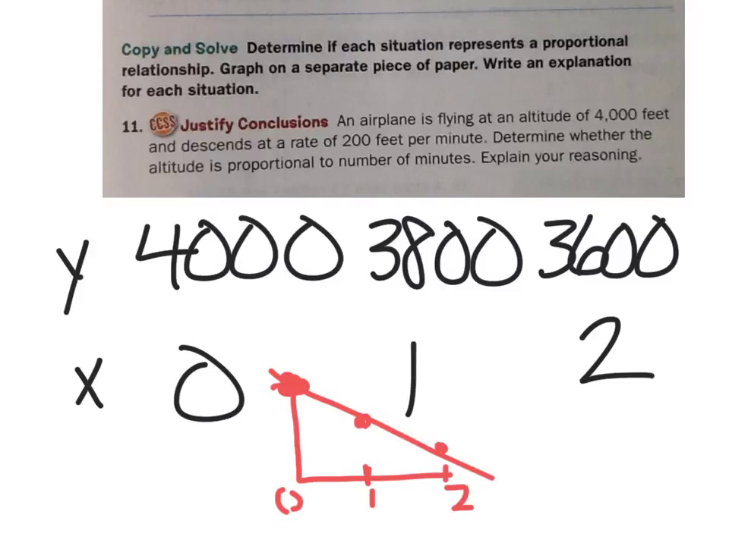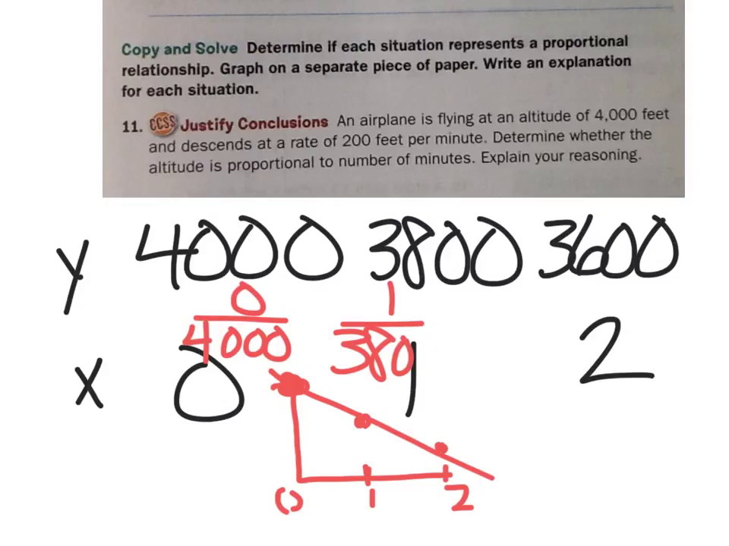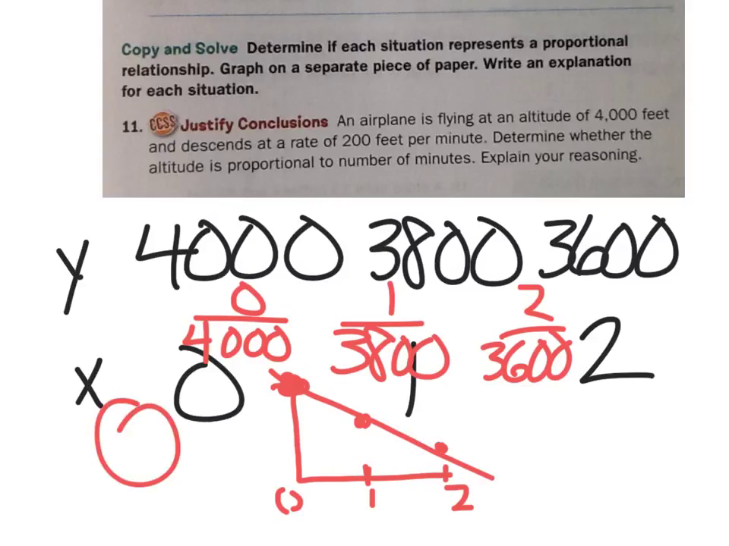No, because it does not go through the origin. So remember, it has to go through the origin, and it has to be a straight line. And even if I tried to divide these, that would also not work well. I would have 0 over 4,000, 1 over 3,800, and 2 over 3,600. And this one right here equals 0, but the rest do not. There you go. Hopefully that will help you remember how to do those.